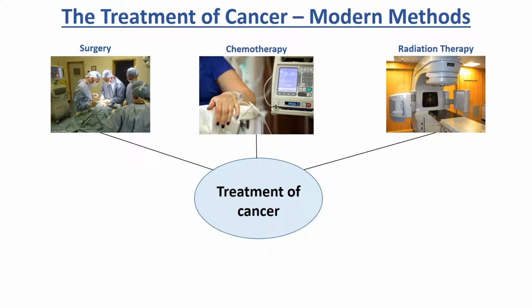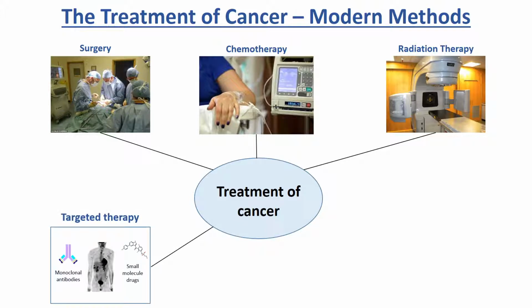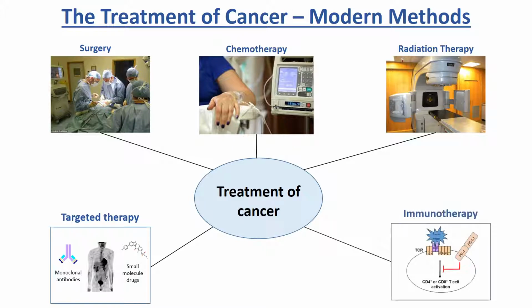So while targeted therapy has now joined with surgery and chemotherapy and radiation therapy as mainstays of cancer treatment, another relatively new method for treating cancer is immunotherapy, which mobilises the patient's own immune system against the cancer. Immunotherapy will be the subject of a lecture later in this semester.